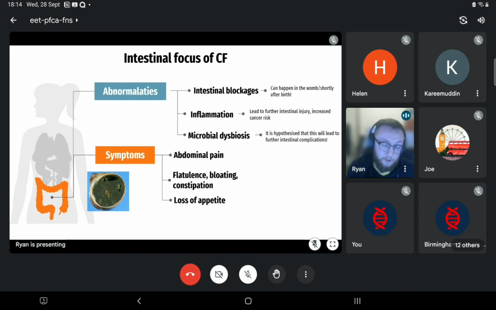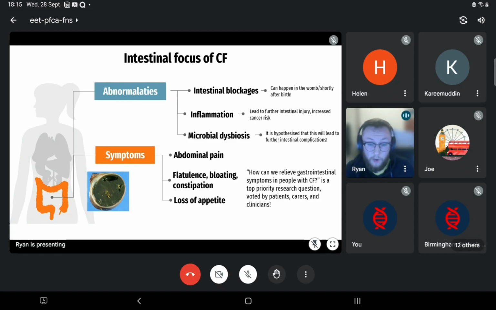So it's no surprise that these patients have loads of abdominal symptoms like pain, flatulence, bloating, constipation. They don't want to eat because every time they eat, it's painful for them. And actually, how can we relieve the GI symptoms in people with CF is one of the top research questions that was voted by patients, their carers, and the clinicians and doctors that care for them. So this is quite a big thing at the minute in the field.